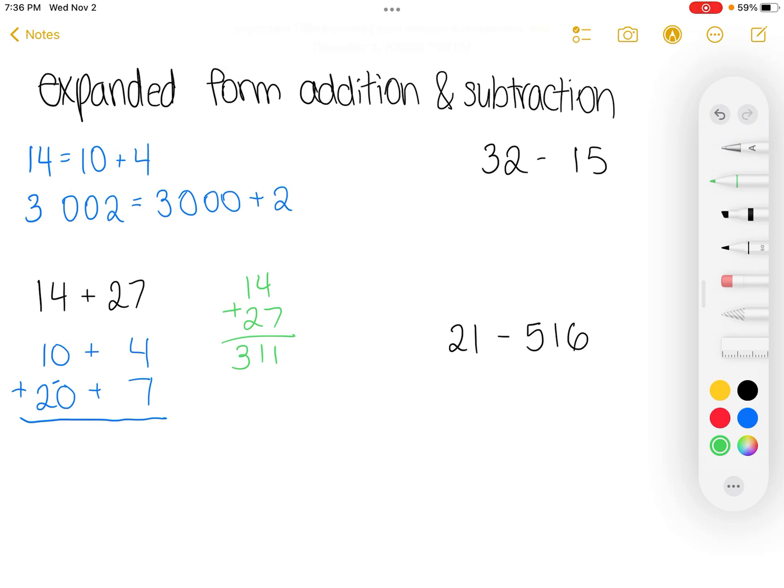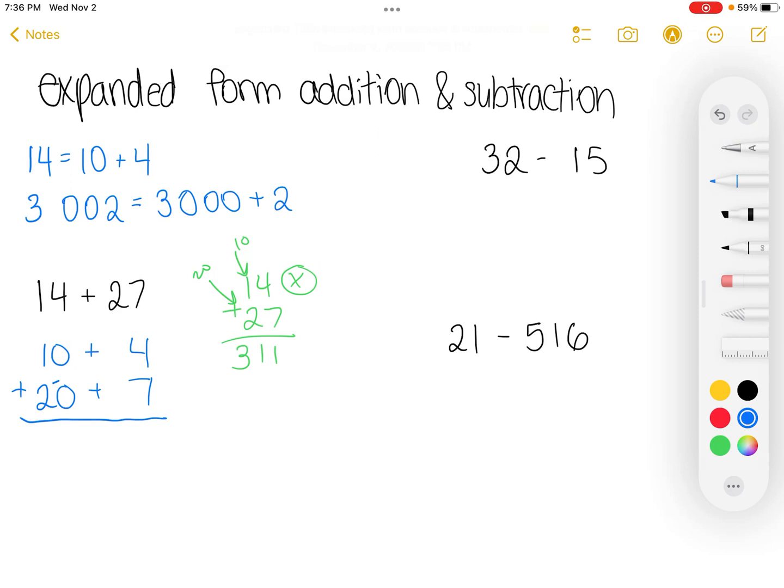And that's true. 2 plus 1 is 3. 7 plus 4 is 11. But the problem is now we have 311, and that is way too big to be the answer to 14 plus 27. So that's problem number 1. That tells me right away this is incorrect. Also, I take issue with the 1 plus 2 equals 3. It is true that 1 plus 2 equals 3, but this is not 1 and this is not 2. This is 10 and this is 20. So it's kind of like an accidental math lie that we let kids tell us.